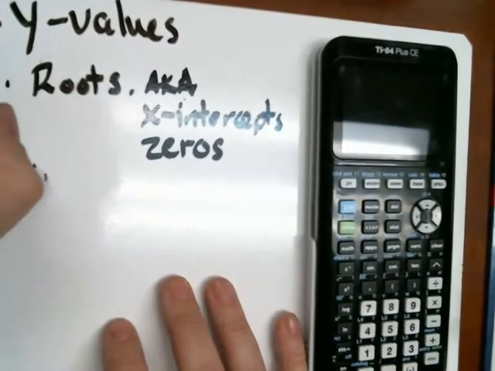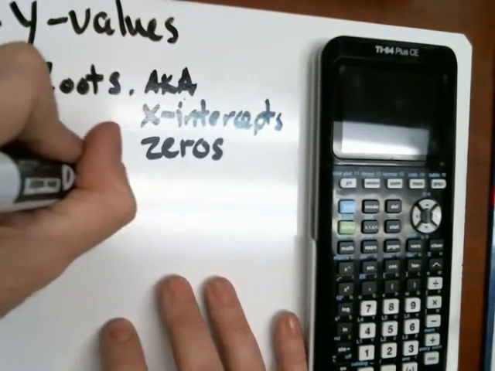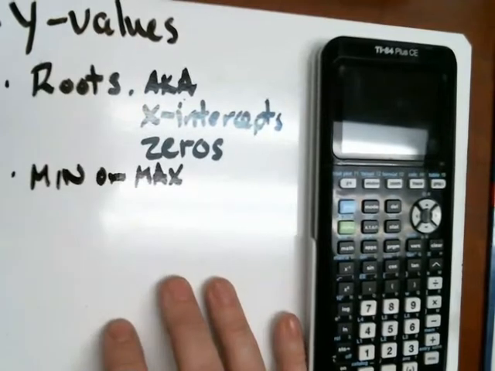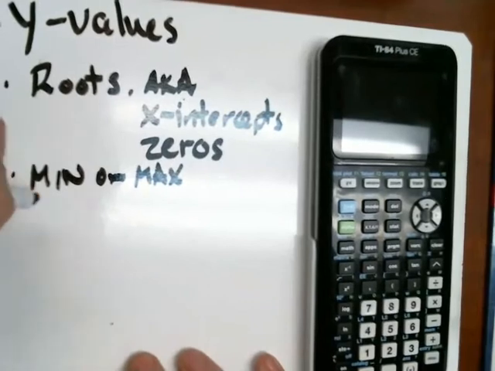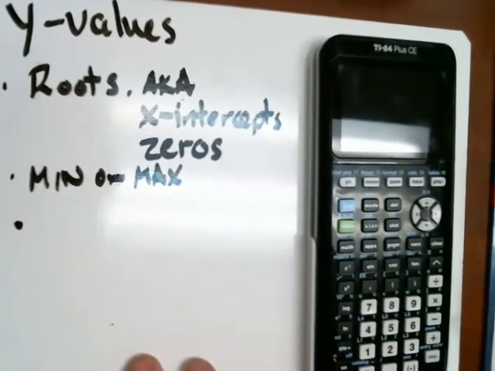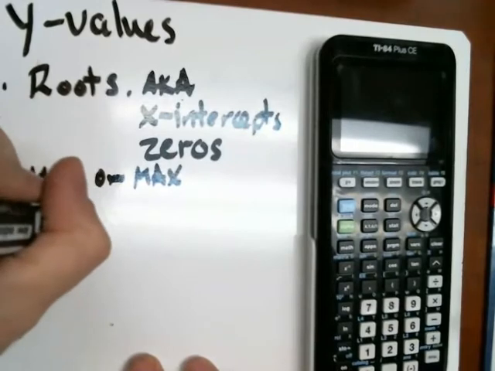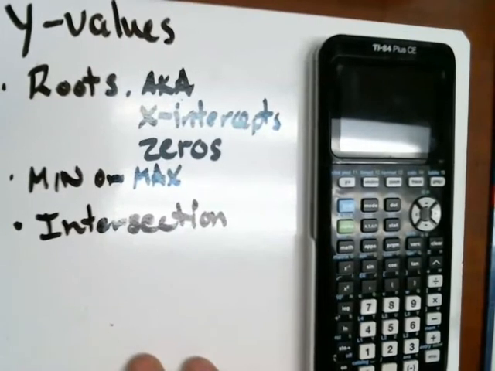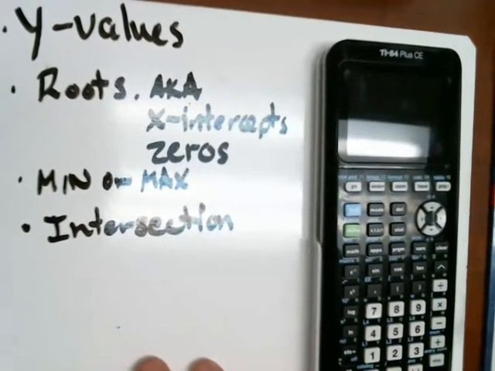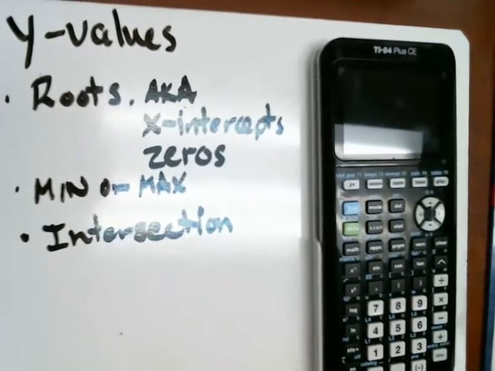Thirdly, we're going to find minimum or maximum values on a graph. We'll be using quadratics for that, but you can use any kind of graph to find the lowest value or the highest value between 2 points. And then we'll finish up by graphing two equations at the same time and finding the one point where those two graphs intersect. So those are our goals today. Find y values, roots, x-intercepts, zeros, minimums or maximums, and intersections.